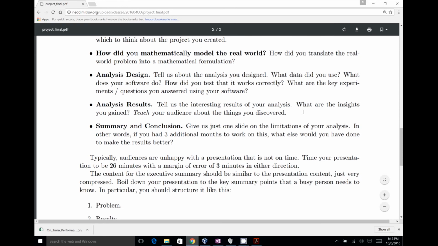And then the analysis results. So tell us something interesting about the problem that you're talking about. What are the insights that you gained? Teach the audience something about what you discovered, right? Interesting things from earlier today might be the interpretation of the gradient for a multinomial logistic classifier, right? That's something that doesn't come from the math, but it comes from looking at the results of the program and trying to reinterpret it back into what the math means.